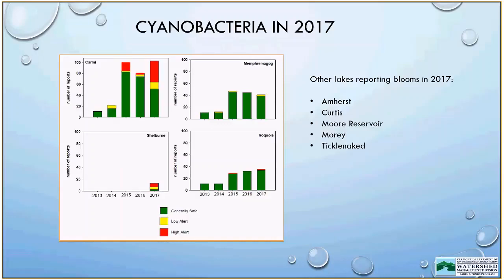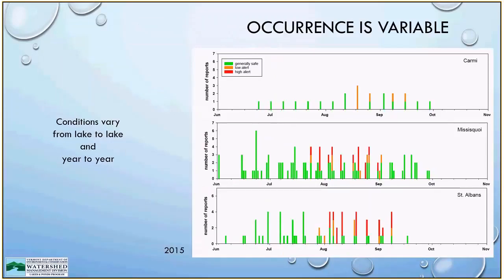The number of blooms reported each year is very much influenced by weather patterns and prevailing environmental conditions, so you can see there is a lot of variability from year to year. And not only does that variability differ from year to year, it can differ from lake to lake. The two bottom panels of this graph, Missisquoi and St. Albans, have their cyanobacteria blooms typically earlier in the summer than Lake Carmi does, for example.